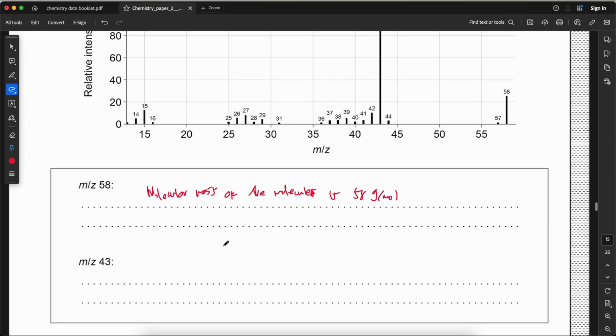And what happens if it's 43? So 58 minus 43 is 15. 15 means CH3. So this 43 means loss of a methyl fragment. Okay, CH3, because it's 15. So 58 minus 15 is 43.